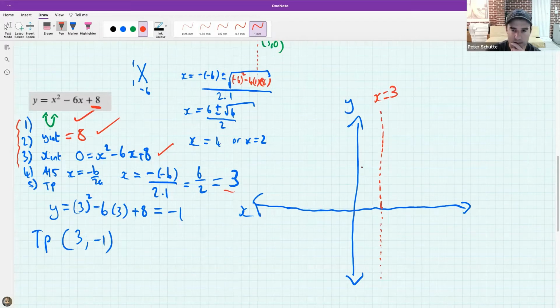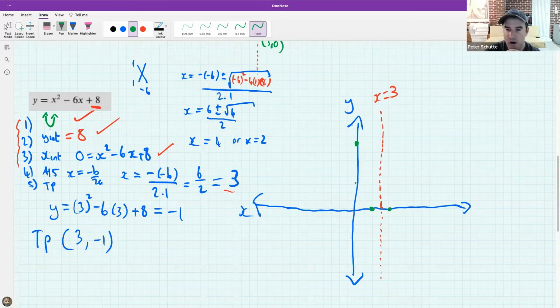Okay, now, the next thing I want to point out is I need to put dots for where it's going to cut the axes. So I'm going to label y is 8. So let's go 1, 2, 3, 4, 5, 6, 7, 8. That's my y-intercept. And my x-intercepts were going to be 4 and 2, or 2 and 4. So let's go 2 and then 3. It's going to be there.